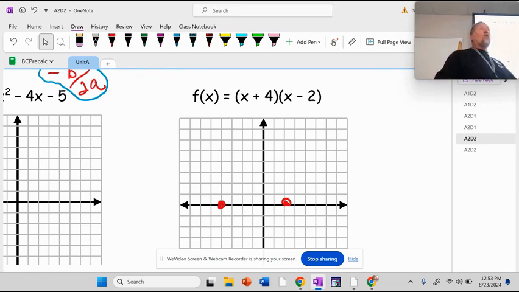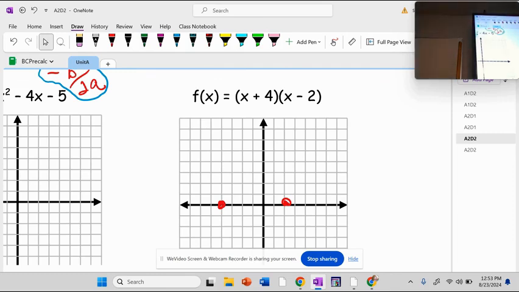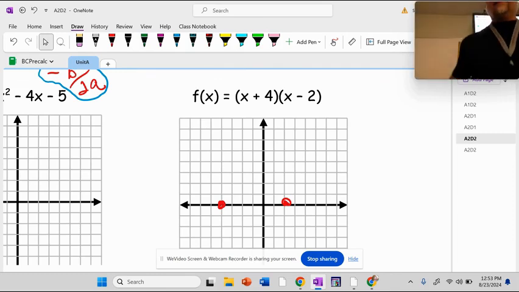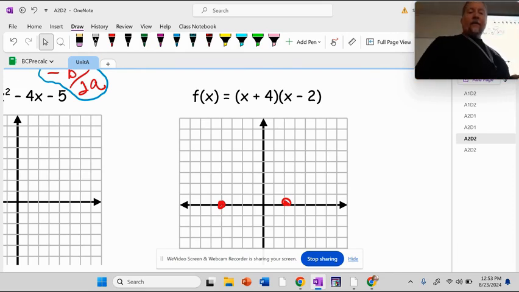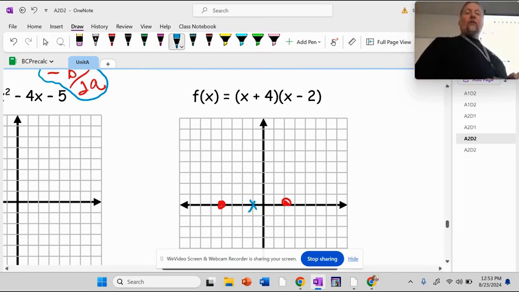All right. Now, what's the vertex's x coordinate? You should be able to tell me what it is on this picture. What's the x coordinate of the vertex? What number? Negative 1. The vertex is right in the middle, the x coordinate.